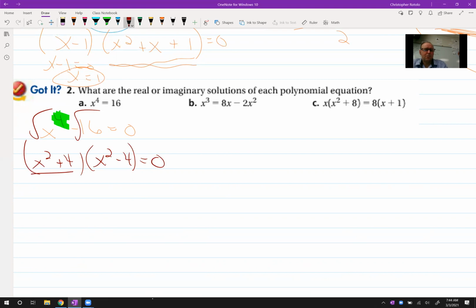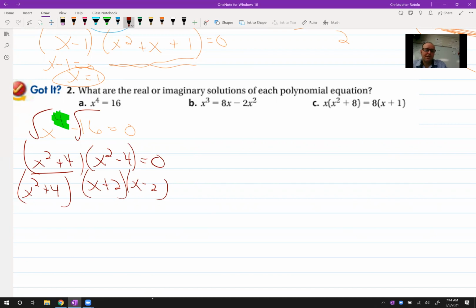Because the x squared plus 4 is done. Right? I can't do anything with positive, but what I can do is take the x plus 2 and x minus 2. This one has another layer of difference of squares. So I get x squared plus 4, x plus 2, x minus 2.